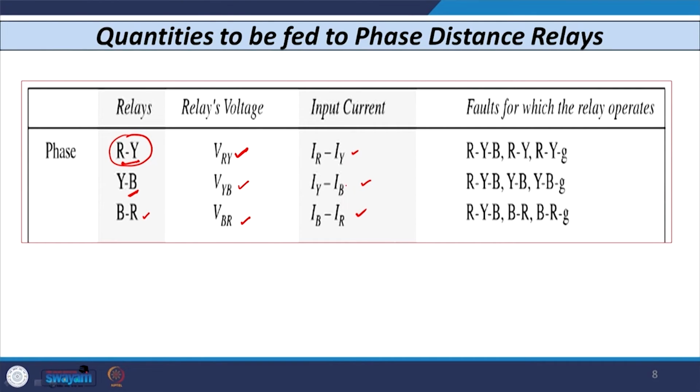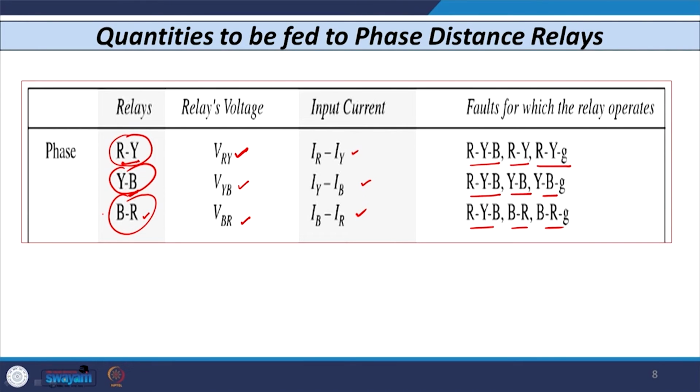So, among phase distance relays, for an RYB triple line fault, RY fault, or RYG fault, the RY phase distance unit operates. Similarly, for an RYB fault, YB fault and YBG fault, the YB unit will operate, and for an RYB fault and BRG fault, the BR unit will operate. So, we need 3 phase distance relays to protect against double line and triple line faults.